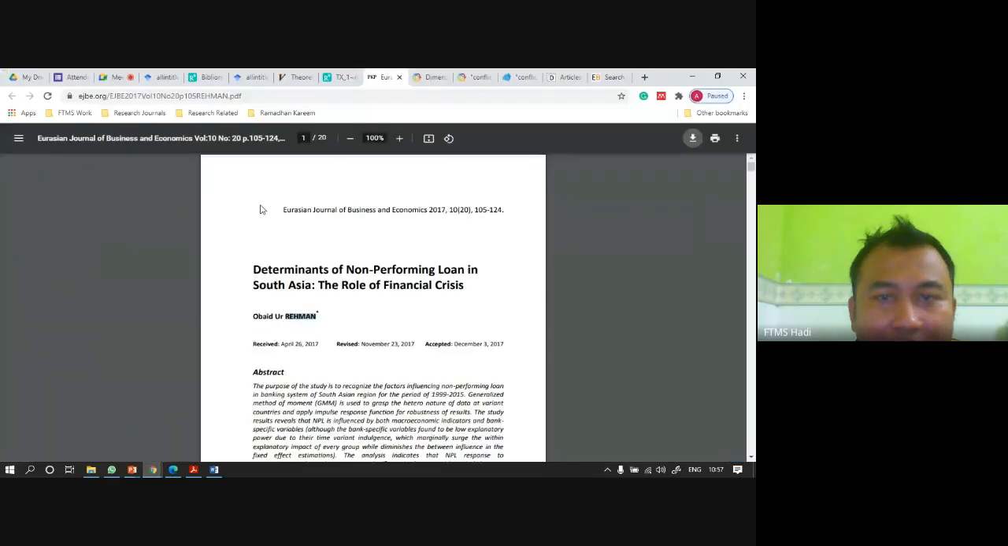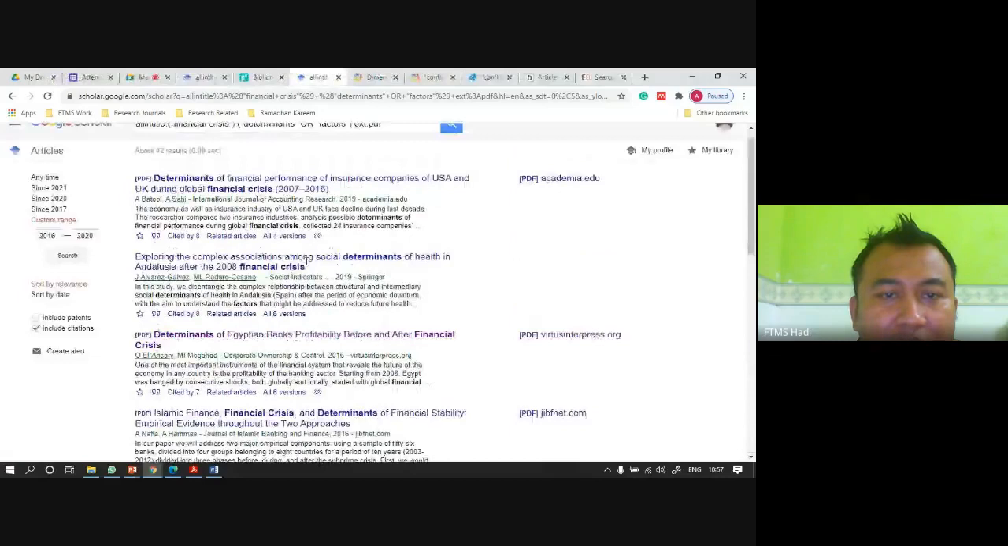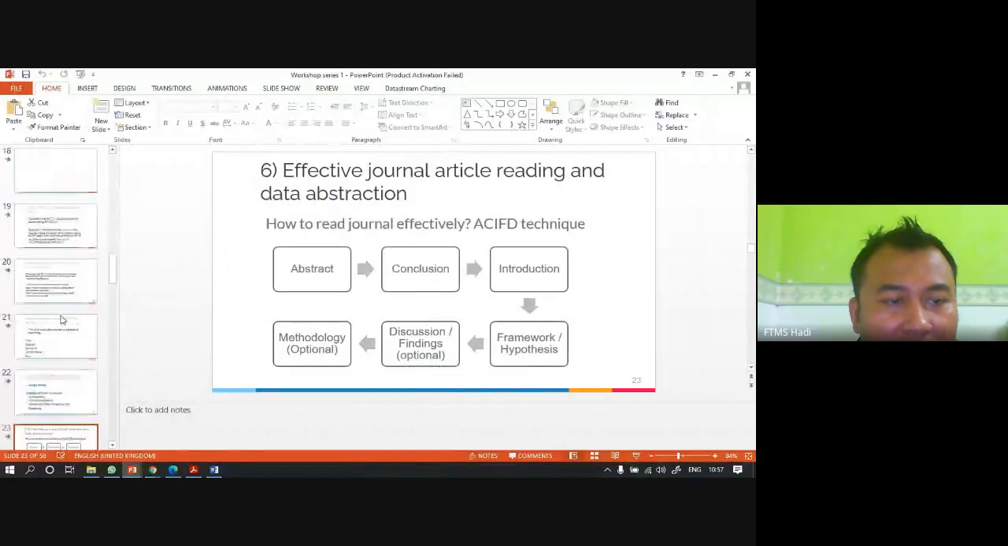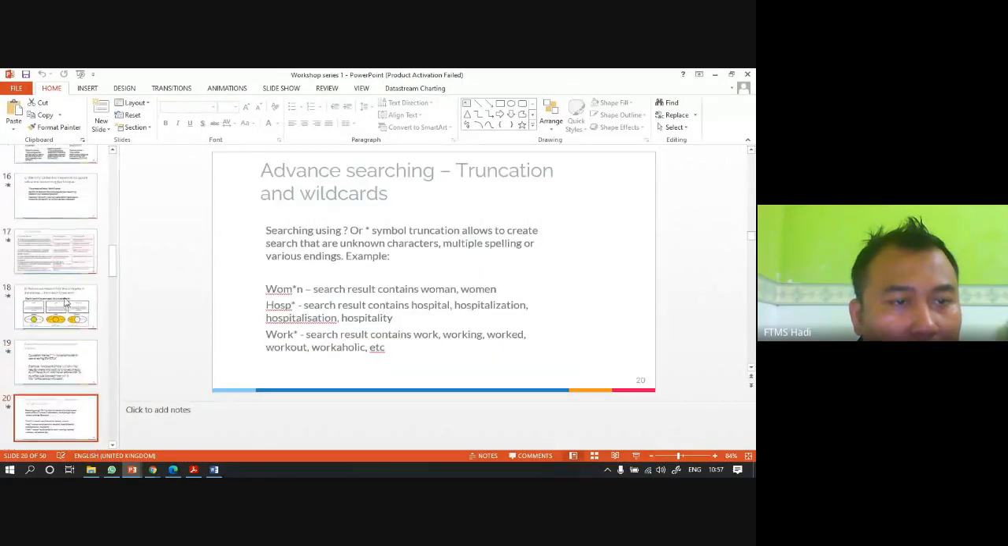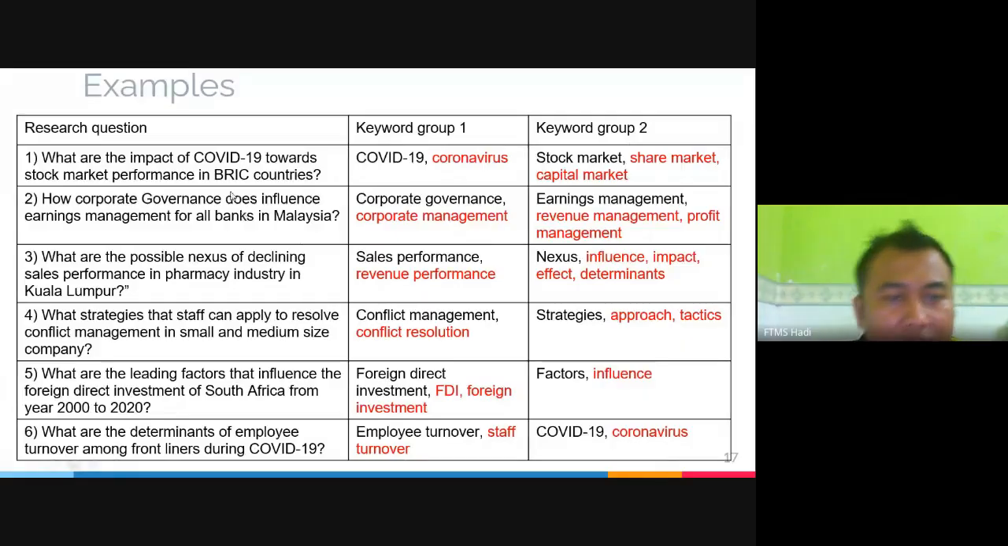Okay, another example of Google searching. I will show you another research question. Okay, let's go back to the previous research question. This one, number 2. Sorry, finance is done. I think I should go for management. What strategies can staff apply to resolve conflict in small and medium-sized companies? I have this one, conflict management and strategies.